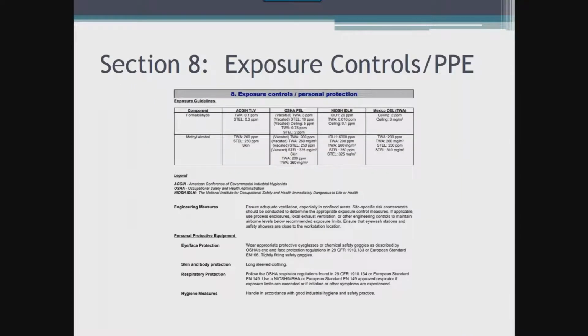And we are halfway to the end of the data sheet. Section 8 indicates exposure limits, engineering controls, and personal protective equipment to be used. So this section should drive what kinds of PPE staff should wear while handling the chemical and what other kinds of equipment they should be utilizing while using the chemical, such as chemical hoods or respirators.